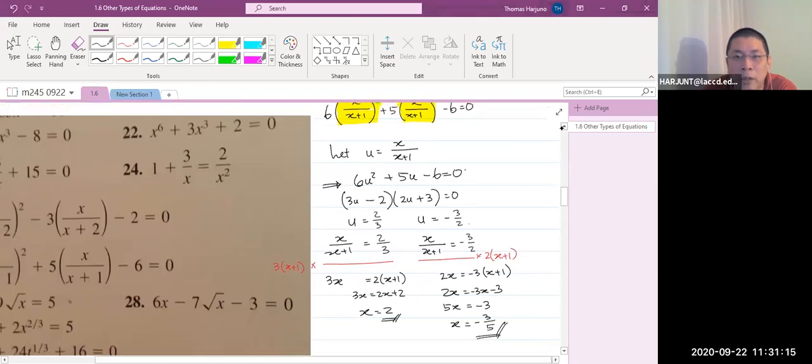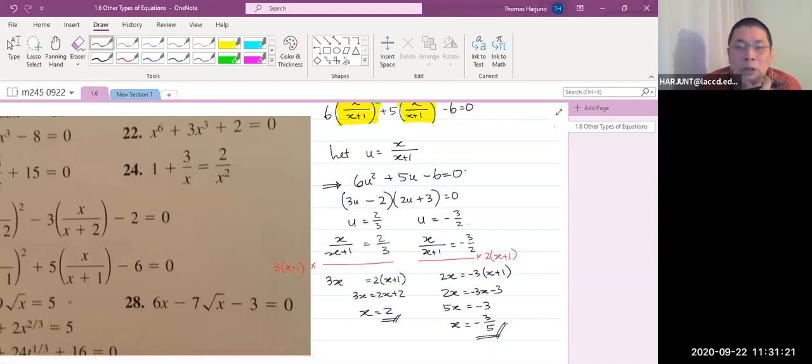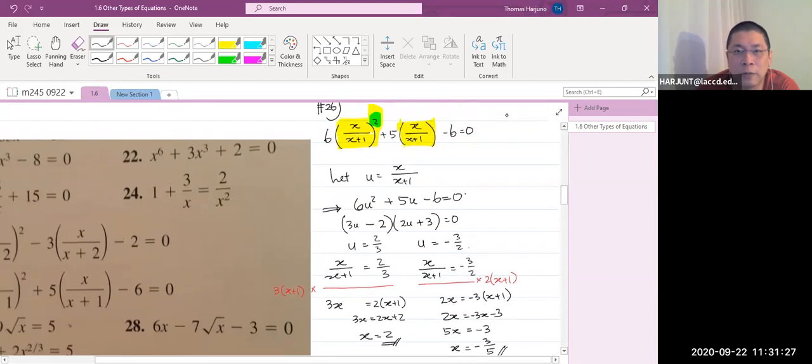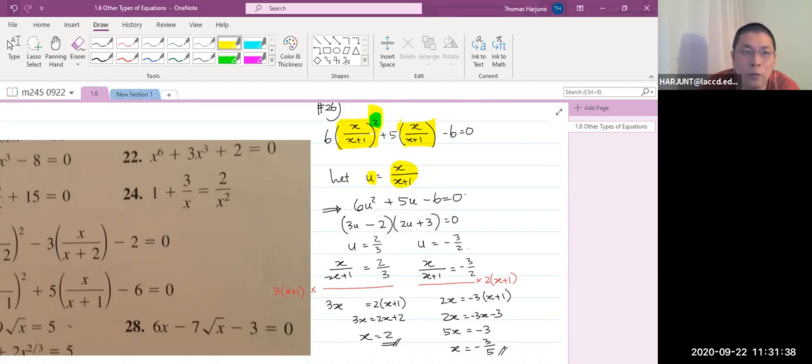Now let me leave it here for a while so that you can copy that down. But you see, instead of solving for x directly, we solve for this expression first, before we hit the x. So we solve for that u first. Once we get the u, then we solve for x.